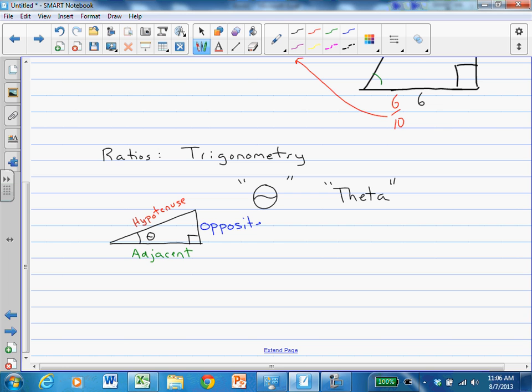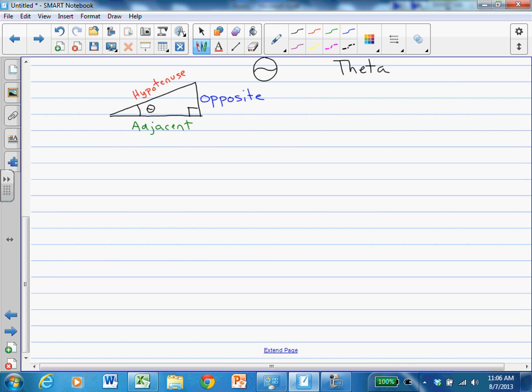Now, of course, if you take opposite over hypotenuse, or adjacent over hypotenuse, or opposite over adjacent, or any of those, you have ratios. And remember, for certain triangles with certain angles, there are certain ratios, and those ratios stay the same. So, if that's the case, let's take a look at what the values of these ratios are. So this brings us to the concept of trigonometry ratios.